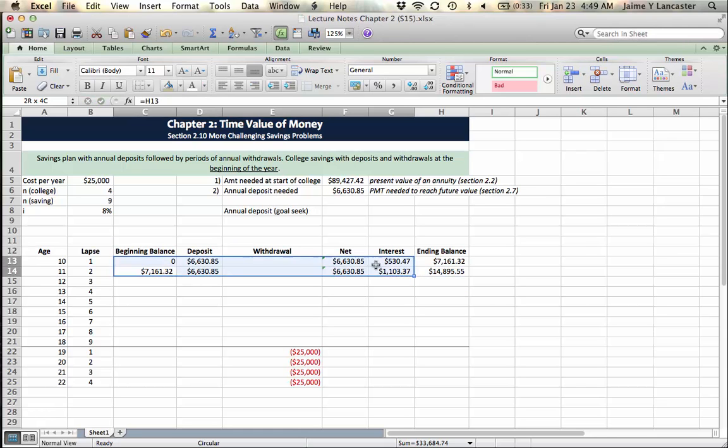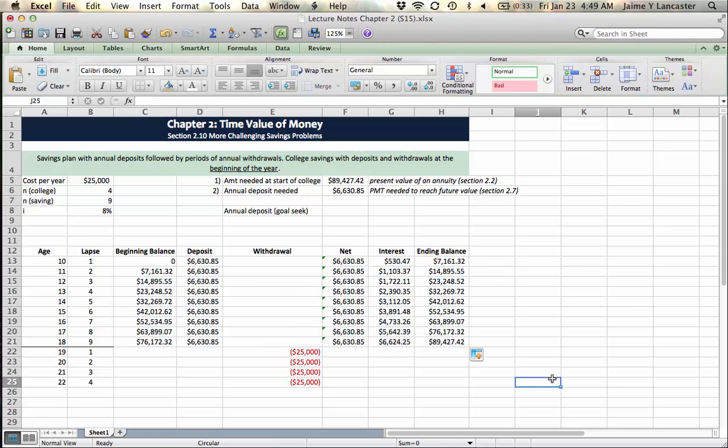So now we can just take these and drag them all down, and we'll lose our pretty little line, but that's going to be okay. And we end up with $89,427.42.